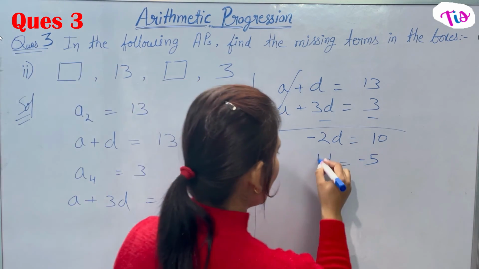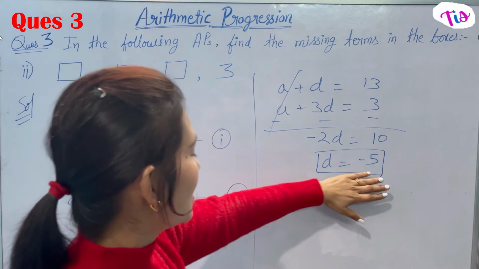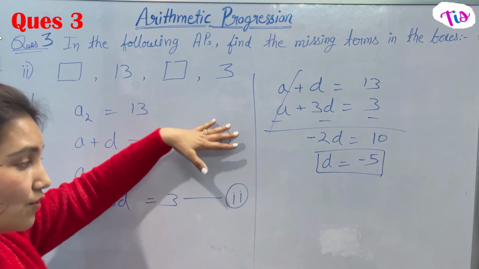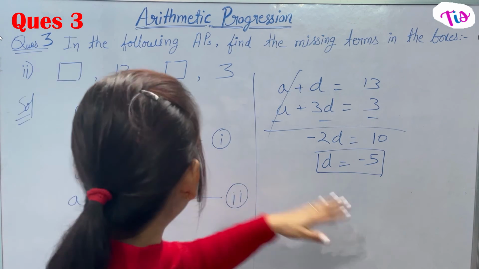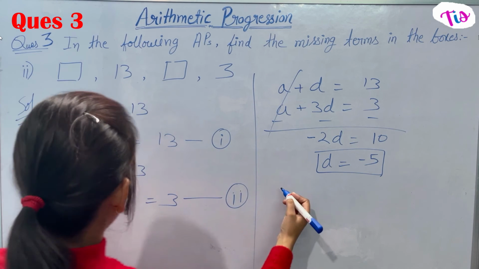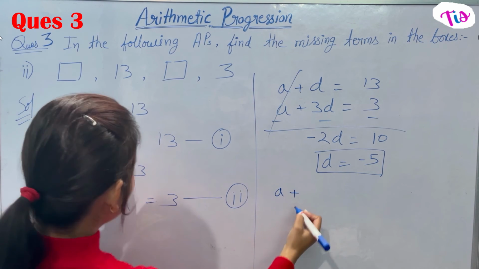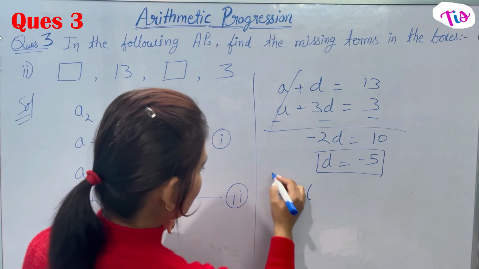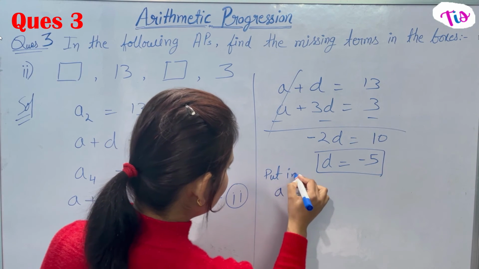You got d, and you need to find out A. So put this value of d in any of these equations, either first or second equation. Here I'm just replacing this value of d in the first equation. So A plus d. So what is d here? d is minus 5. Put in equation 1.